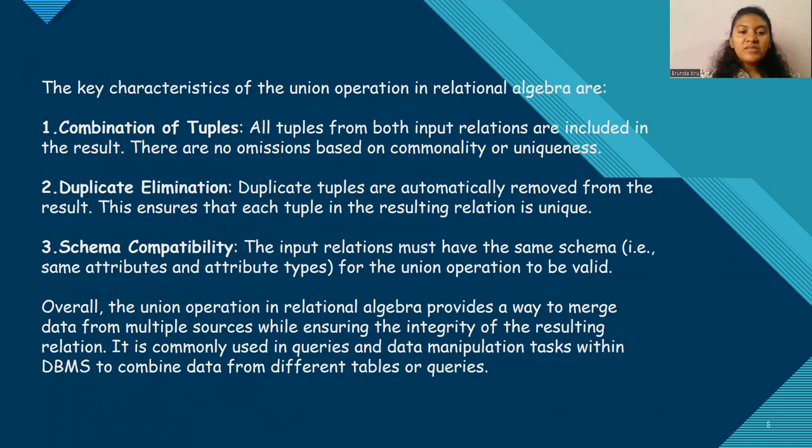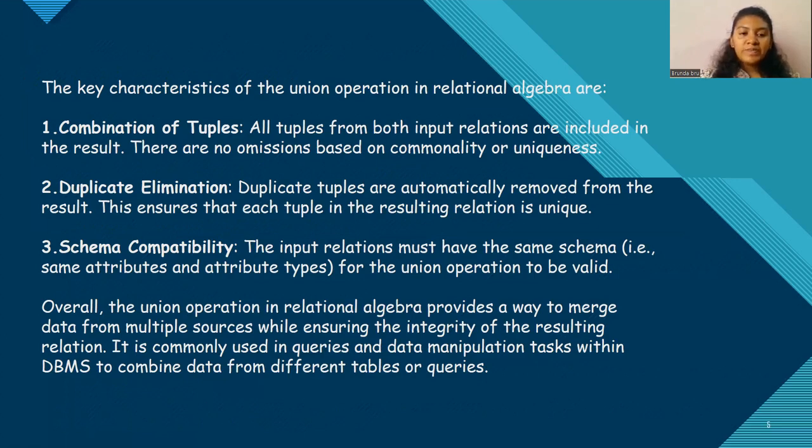The key characteristics of the union operation in relational algebra are, first, combination of the tuples. All the tuples from both input relations are included in the result. There is no omission based on commonality or uniqueness. Second, duplicate elimination. Duplicate tuples are automatically removed from the result. This ensures that each tuple in the resulting relation is unique.